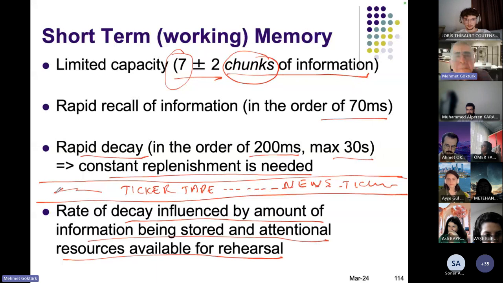So how do we solve that problem? You can make it a double line ticker tape. You may slow down, but that doesn't help that much because by the time they see the other part, the first part is gone. It is really difficult for them.